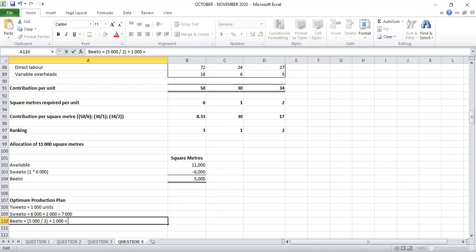What are you getting? 3,500. So this is our optimum production line plan. That will be our optimum production plan. Any questions? Oh, I'm fine, thanks. No questions.